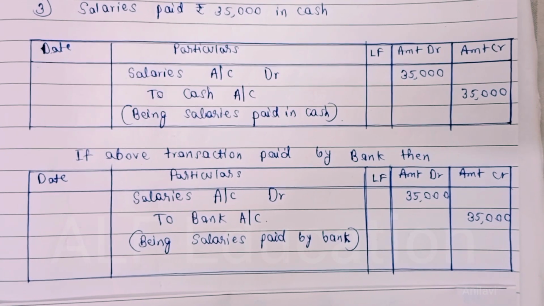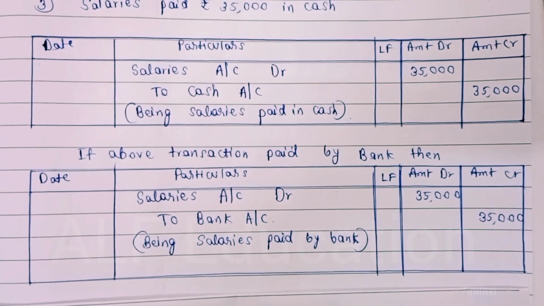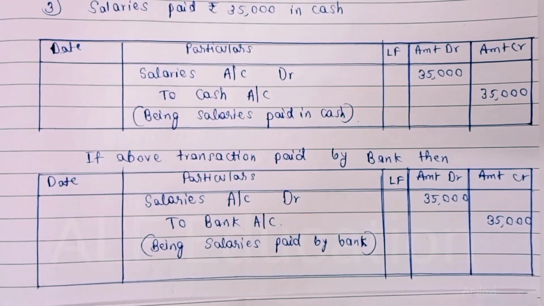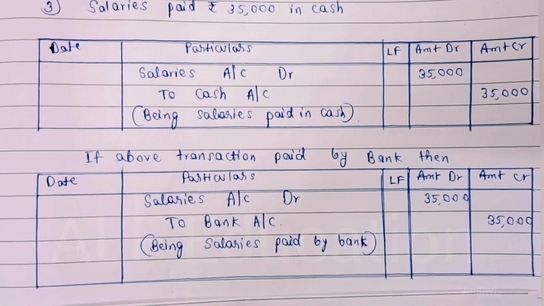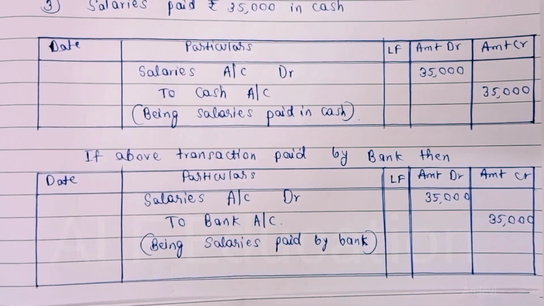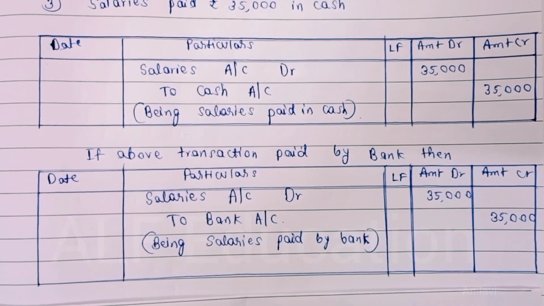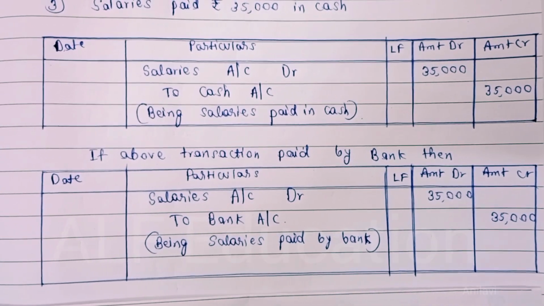If the same salary is paid by bank, in that case the salary account will be debited and to the bank account. Since salary is paid by bank, we are crediting the bank account here. Narration being salaries paid by bank, 35,000 both debit and credit.